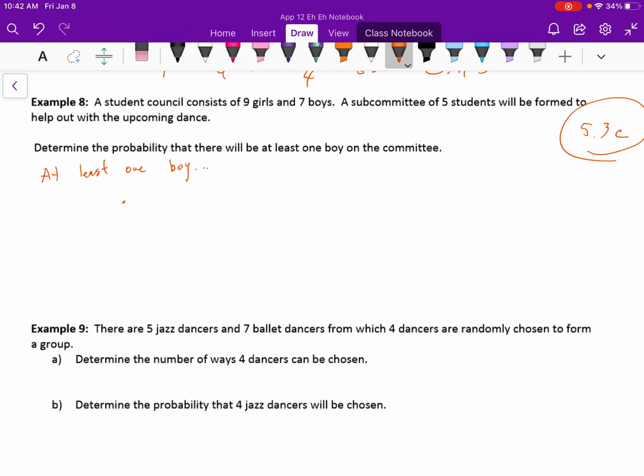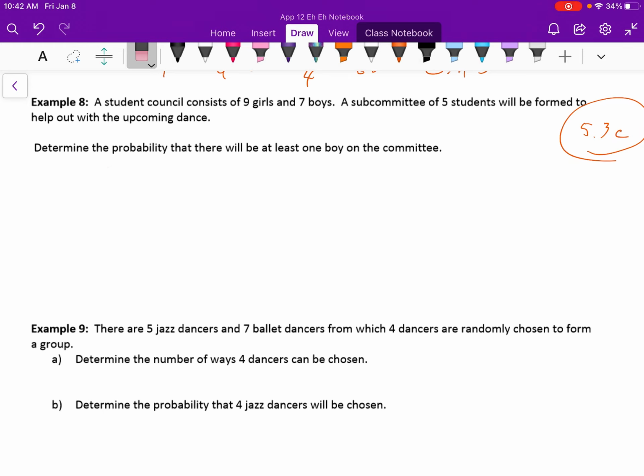So at least one boy. What I could do is figure out the probability of one boy, and then 2 boys, and then 3 boys, and then 4 boys, and then 5 boys, and then 6 boys, and then 7 boys. Do you see how long? That would have to be 7 different calculations. That seems very, very rigorous. I should probably look for an easier way.